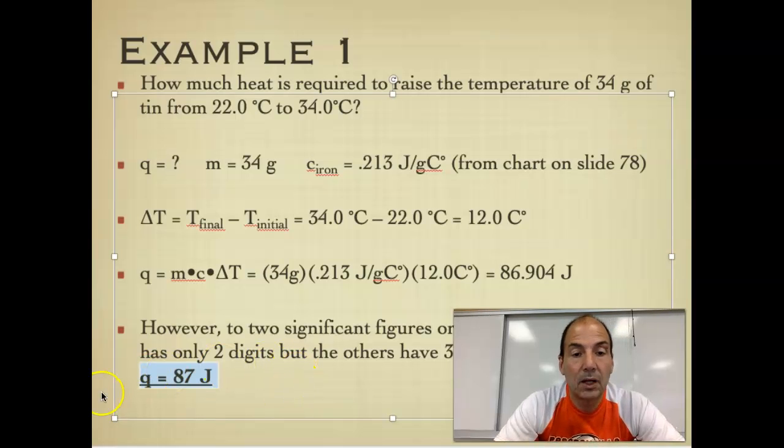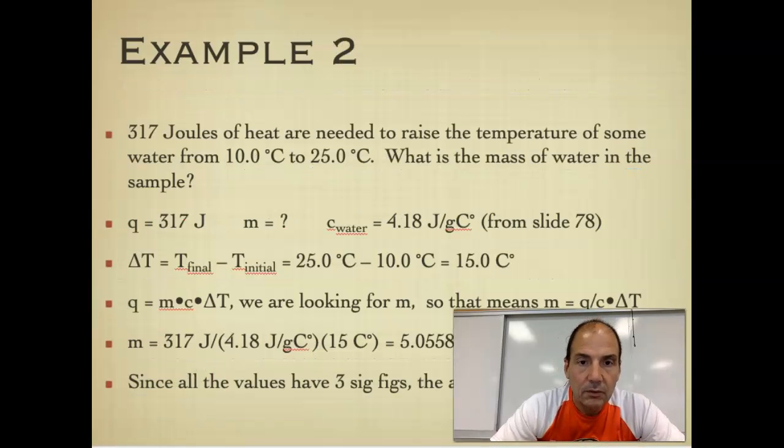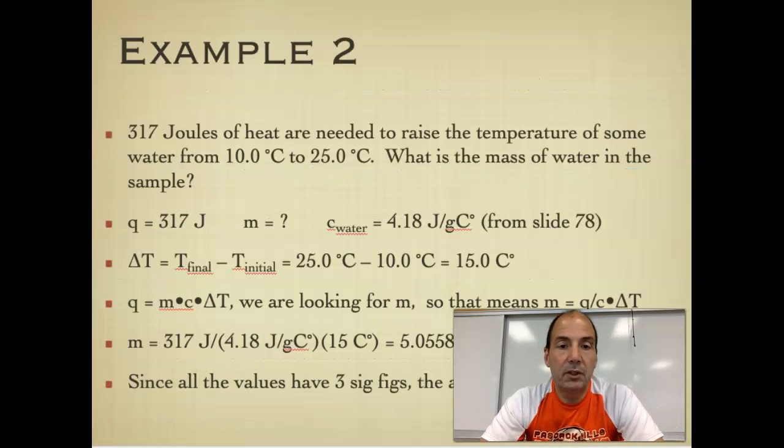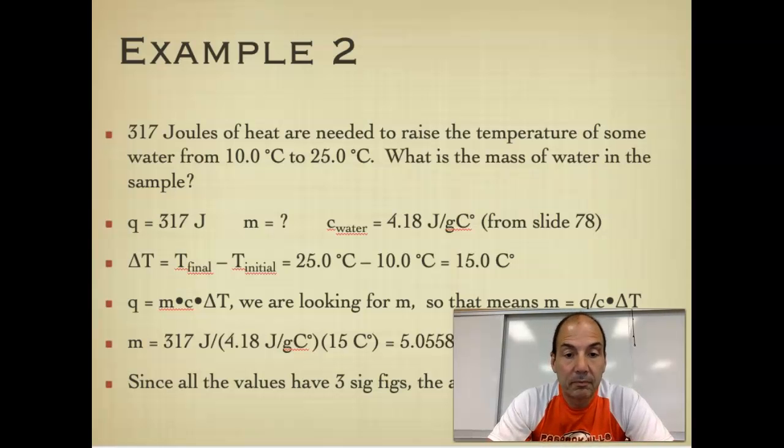Bam. All right. So now let's look at it in a different order. So now we're going to say that we have 317 joules of heat needed to raise the temperature of some water from 10 degrees Celsius to 25 degrees Celsius. And we want to solve for the mass.